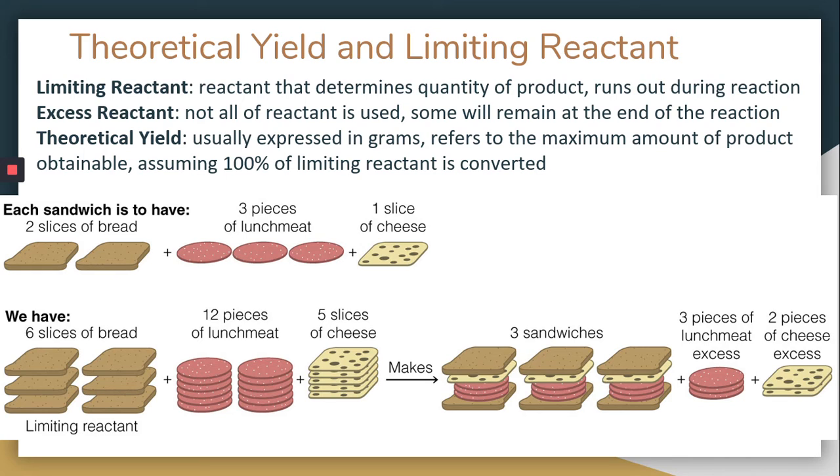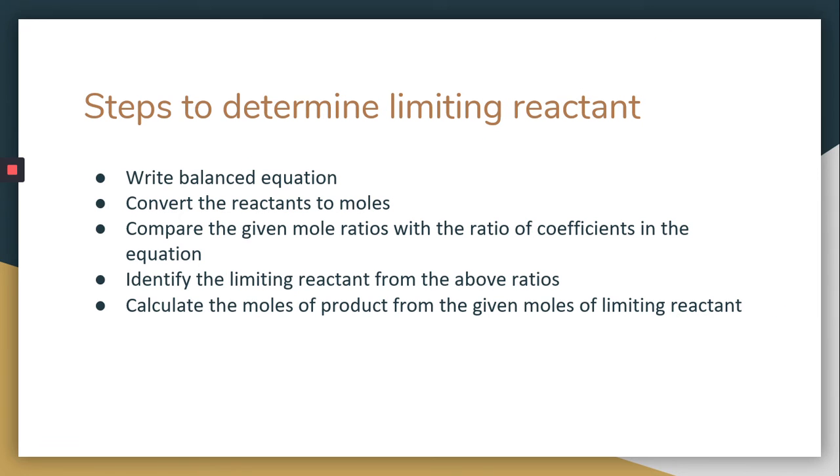In fact, we can figure out how much excess we have left over. After we make our 3 sandwiches, we still have 3 pieces of meat and 2 pieces of cheese. So this is how much is left in excess. This is how much we have extra of. All right, so we are going to be using that concept. It's just we're not making sandwiches. So the steps to determine the limiting reactant: you have to have that balanced reaction. You have to be in moles. And then you're going to compare the moles to figure out which one you're going to run out of first.